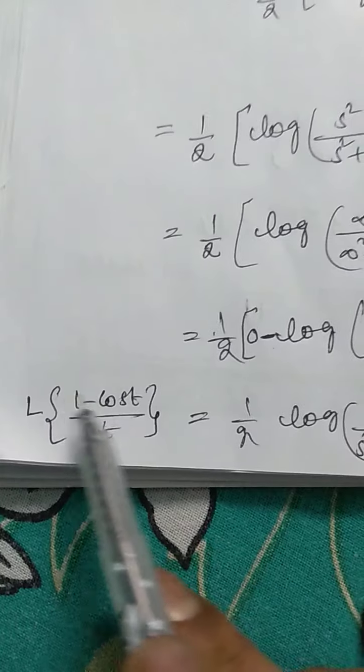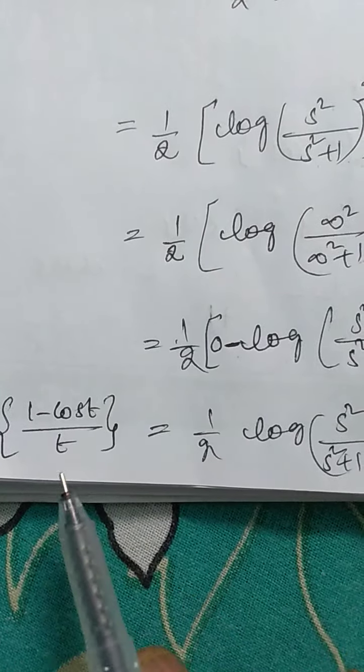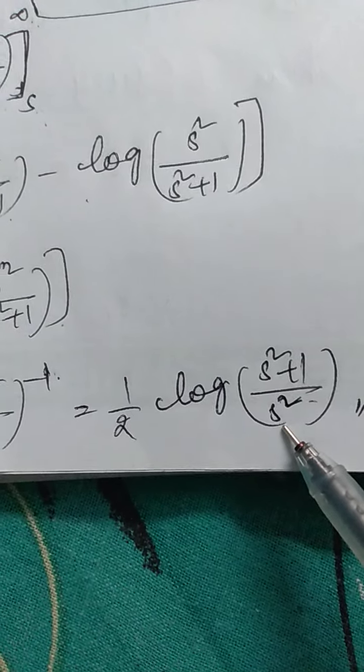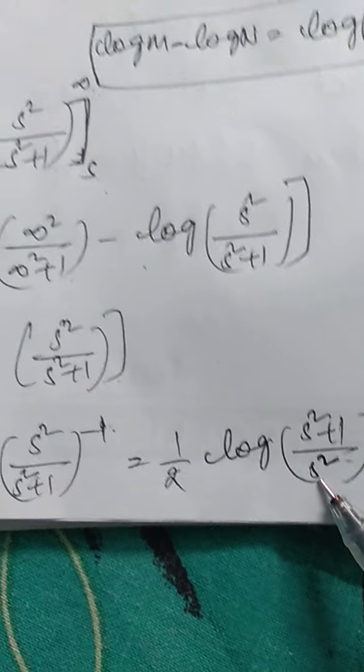Therefore the Laplace transform of (1 minus cos t) divided by t is equal to 1 by 2 into logarithm of (s square plus 1) divided by s square. This is the required solution.